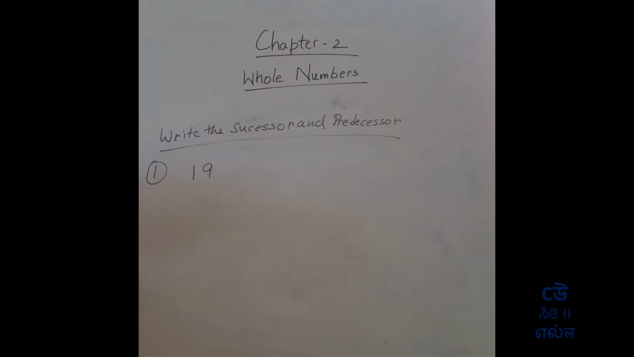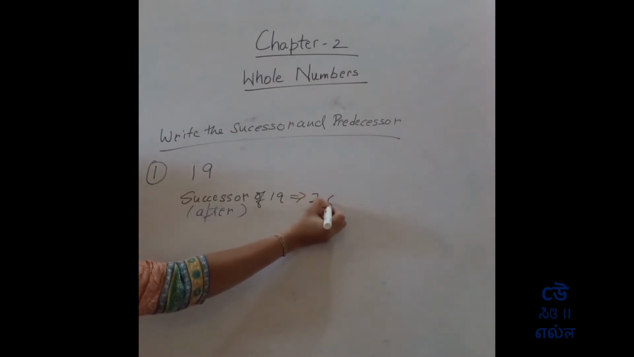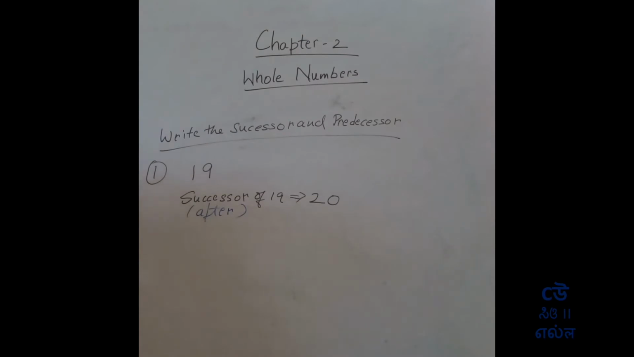Otherwise, you can easily identify by seeing the numbers. After 19, what comes? So, successor of 19. Successor means what, children? Successor means after number. I am writing this for your reference. So, after 19, what will we get? After 19 is 20. So, 20 is the successor of 19.